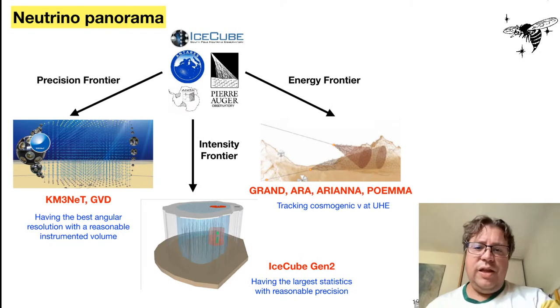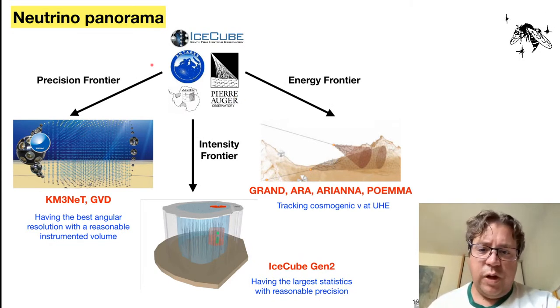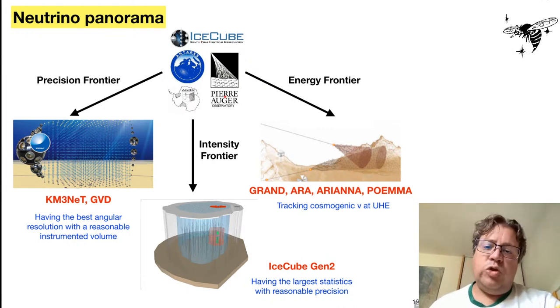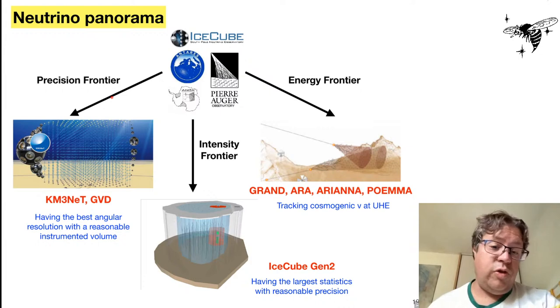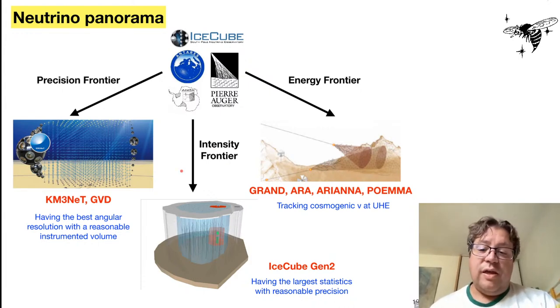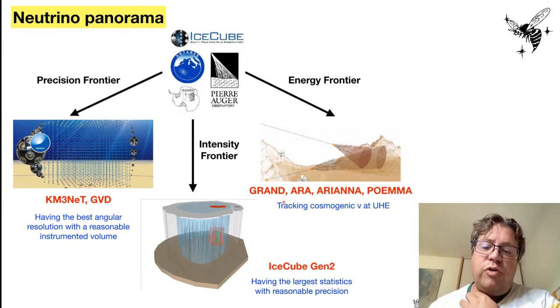For the last part, let me discuss what we do in the future. So that's the neutrino arm. Now we have IceCube and Pierre Auger as well at very high energy, and our future is moving on the neutrino side, to the Mediterranean Sea side. What to do is a kind of follow-up here, mainly having a telescope with a reasonably instrumented volume. That is a strategy of the intensity frontier, having the largest volume to get statistics, and at very high energy, the energy frontier, where you have some radio telescopes to track cosmogenic neutrinos.